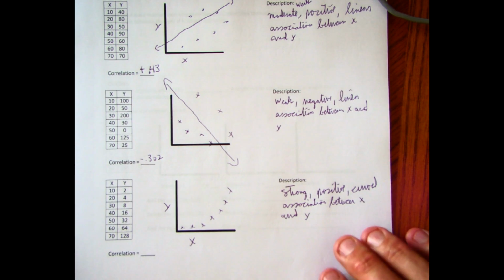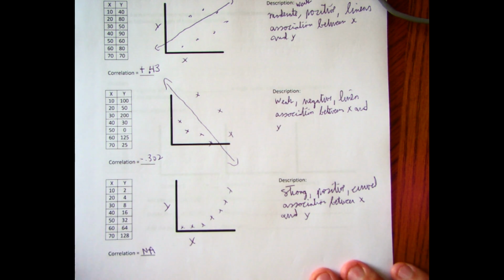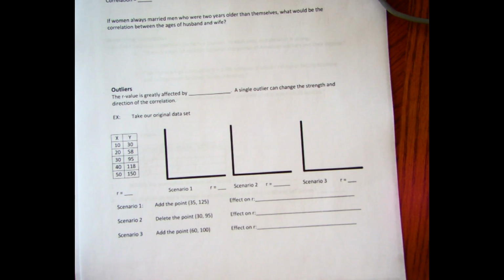So in this case, I'm not going to calculate the correlation because it's not applicable. I don't calculate a correlation of a curve relationship. So in this case, I could describe it. It is strong, it is positive, but it's curved. So correlation is not going to factor into it.